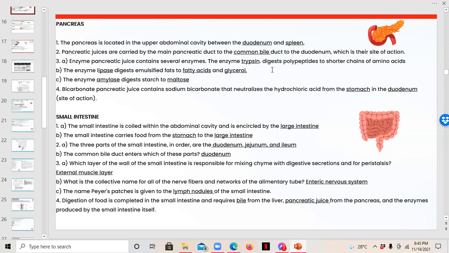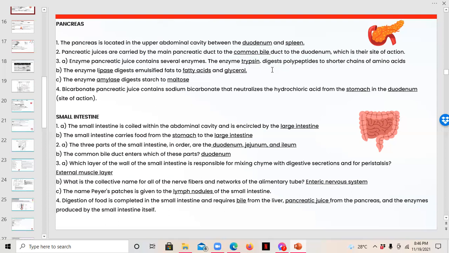The answer is duodenum. Number 3A. Which layer of the wall of the small intestine is responsible for mixing chyme with digestive secretion and for peristalsis? The answer is external muscle layer. Letter B. What is the collective name for all of the nerve fibers and networks of the alimentary tube? The answer is enteric nervous system.